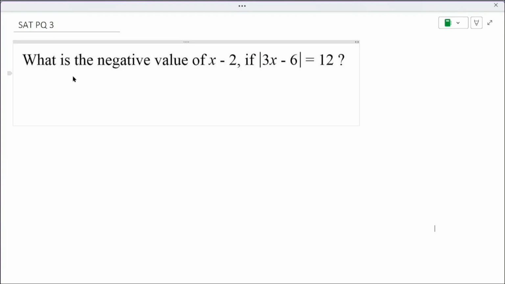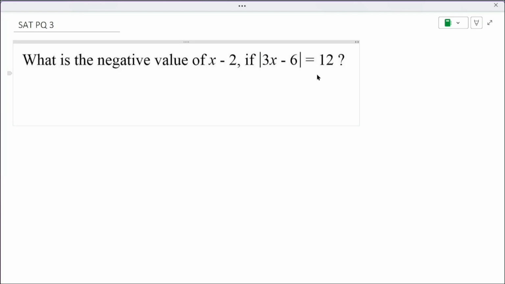Question 3. What is the negative value of x minus 2 if the absolute value of 3x minus 6 equals 12? What is the negative value of x minus 2? Now, this is very important. The word negative value. It could be positive value, but here you have the word negative value. Let's solve this question so we can understand what negative value means. Note, you have to solve for x first before you can find x minus 2.